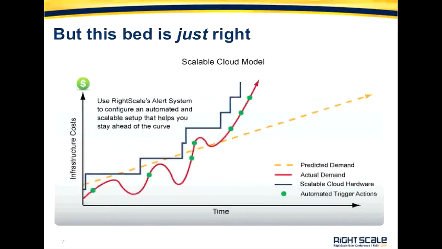So with that said, that previous slide looks more like this in the scalable cloud model. We've got the same prediction and the same actual, but as you can see here, using RightScale's alert and monitoring system, you can go ahead and dynamically allocate those resources to stay ahead of that demand, okay? So you never have this opportunity lost. You always have the capacity to meet the demand that you have, yet you're not over-provisioning by a great amount and wasting those resources, right?